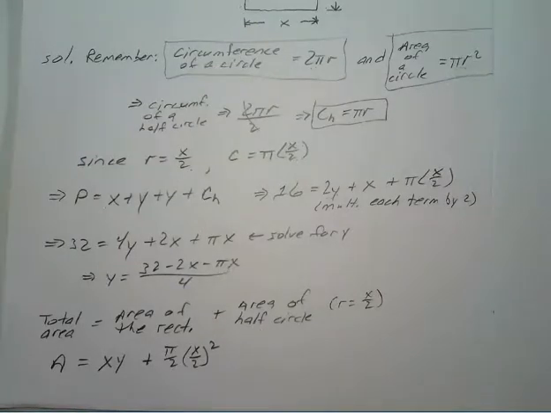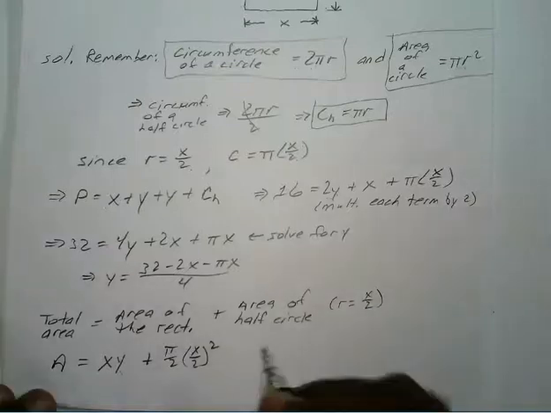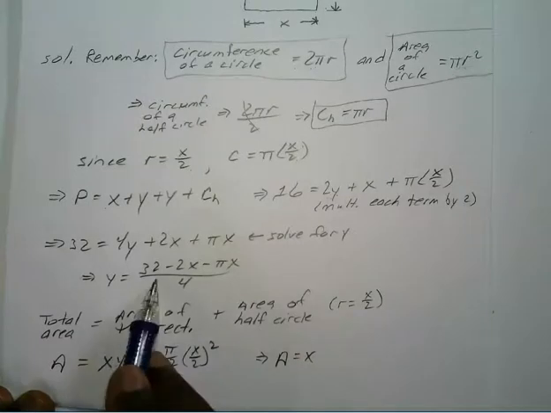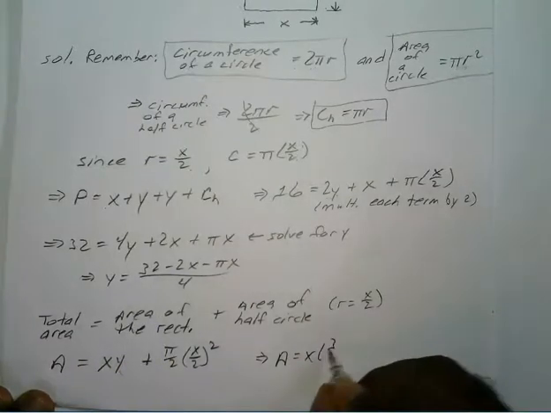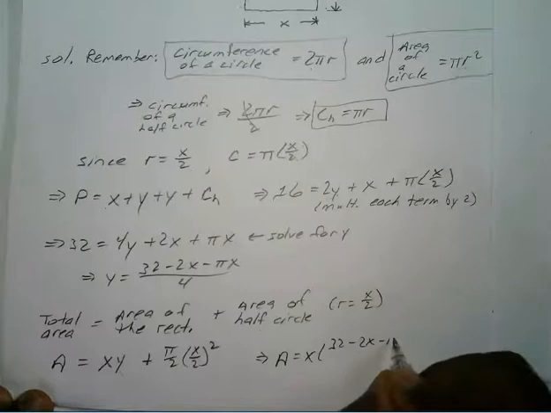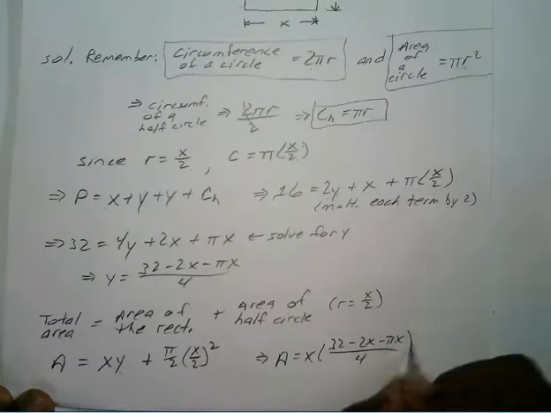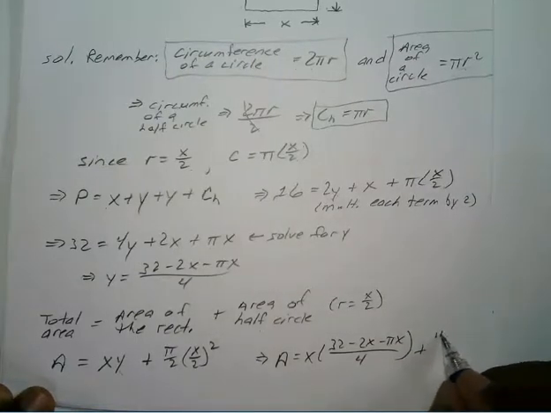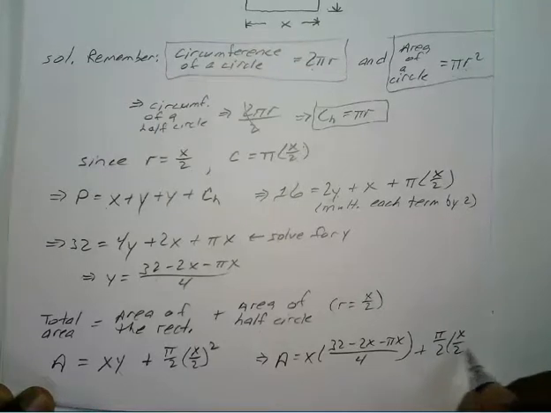All right. Now, once again, we can't have a function of x and y. So this is why we did all of this, because now we can just replace that y with this function of x up here. So that means your area is going to equal x times this value of y, 32 minus 2x minus pi x over 4, plus the area of a half circle. That's pi over 2 times x over 2 squared.